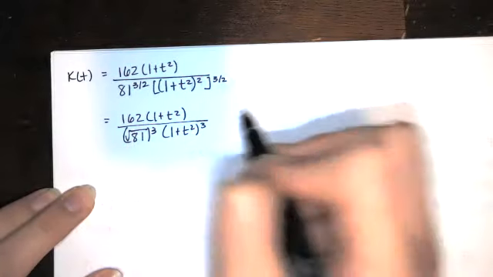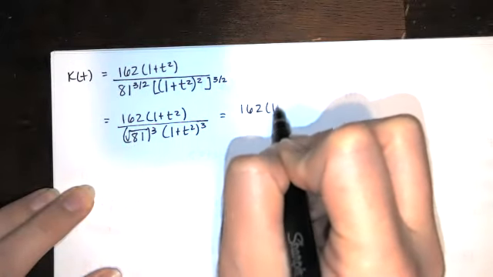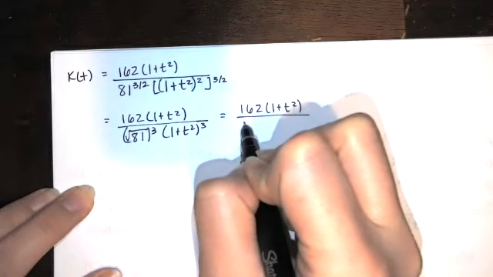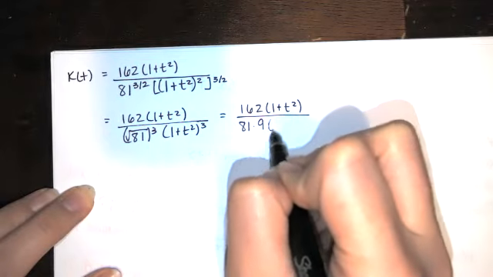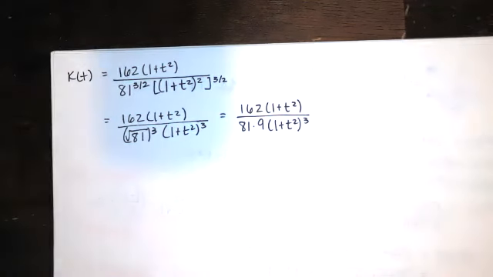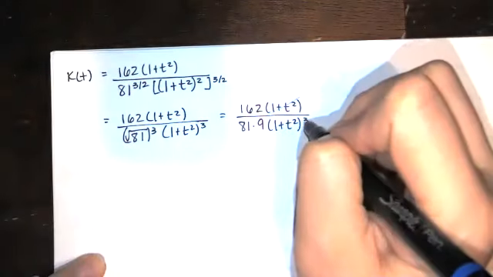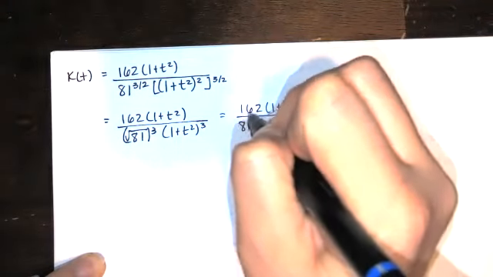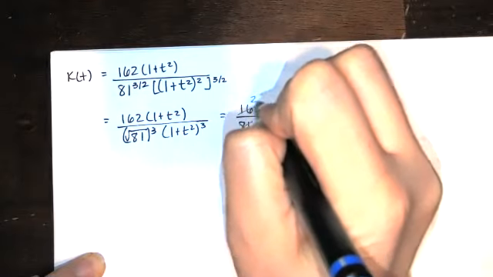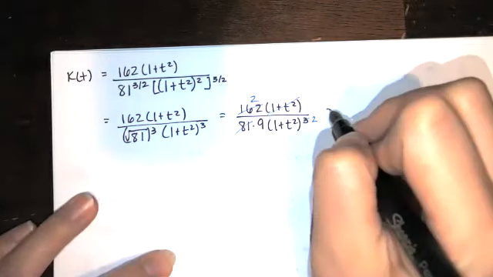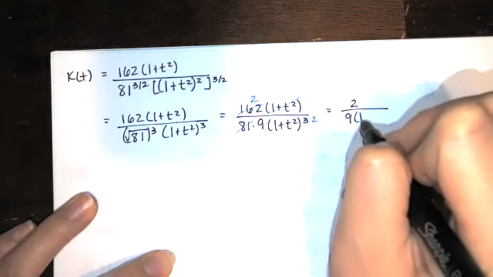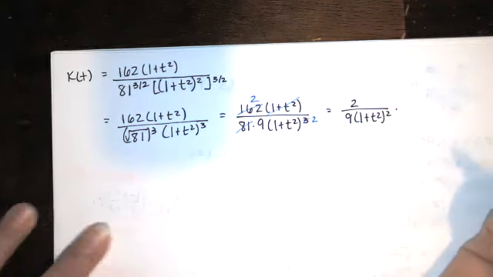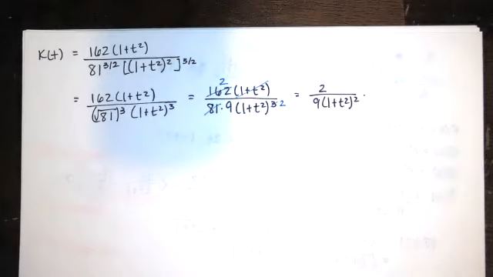So this is actually a 9 cubed. So 9 times 9 is 81 times an extra 9. And we're reducing one of these with one of those. And 81 goes into 162 twice. And so what we end up with is 2 over 9 times the quantity 1 plus t squared, quantity squared. All right, that was a lot of simplification, but that's our curvature.